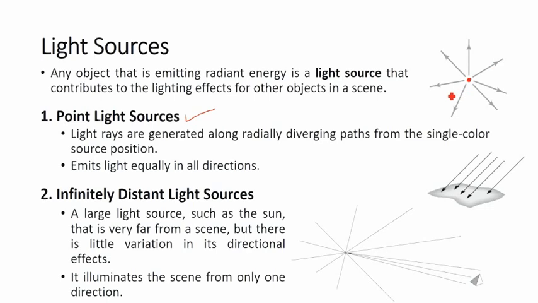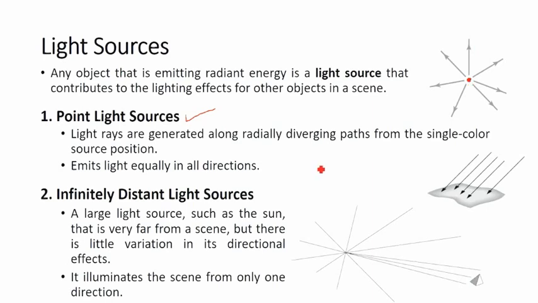So if we want to specify our point light source in our scene, then we will have to know the position of this light and the color of the light in the scene. So we need to know two things to model a point light source: the position of that light and the color of the light. The direction is not necessary here, because the point source spreads the light in all directions.